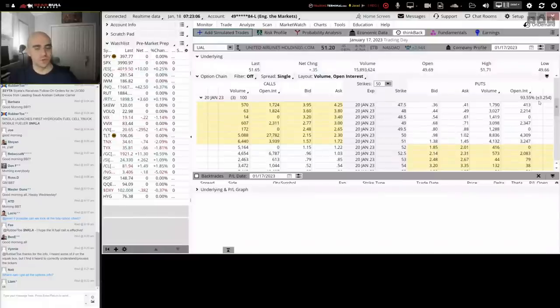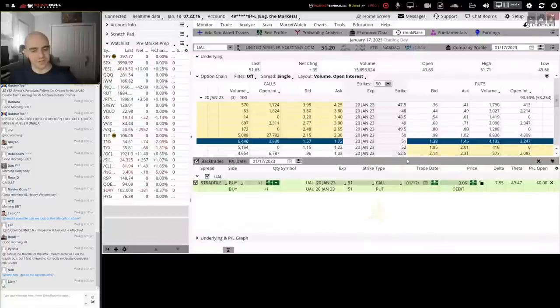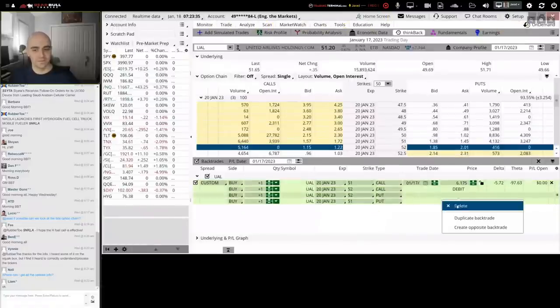UAL, 2.3.25, you can also look at a straddle. If you are familiar with the construction of a straddle, you're just looking at the cost of a call and a put at the close to at the money strikes. In this case, 51.60, you'd be looking at a 51 straddle or a 52 straddle.